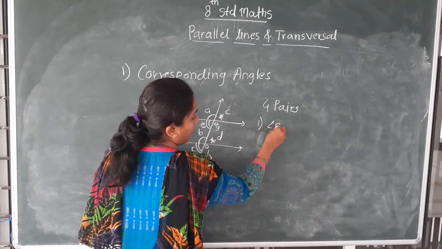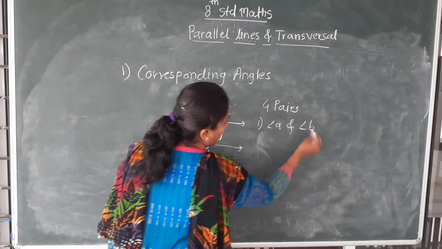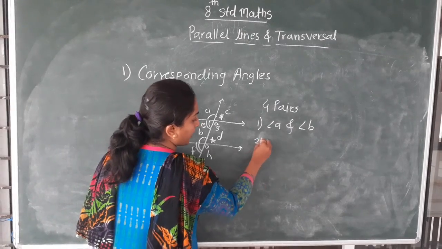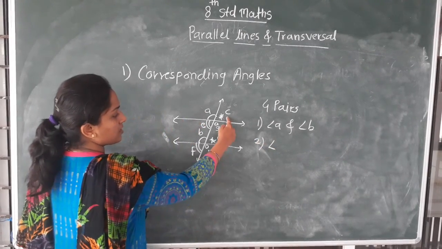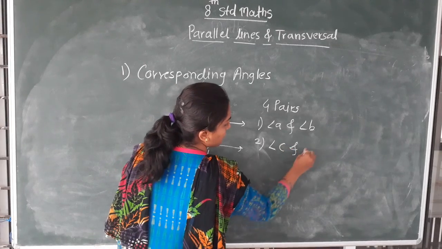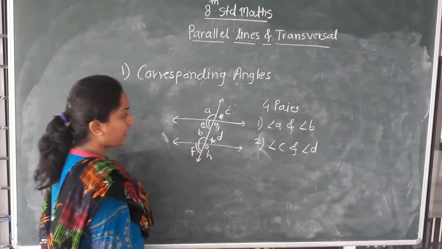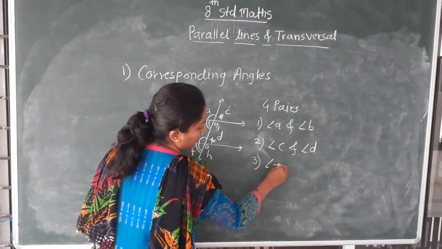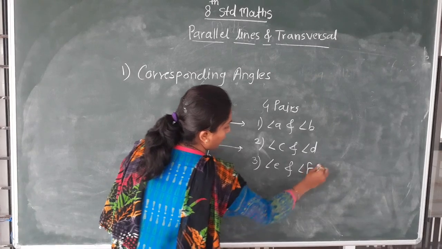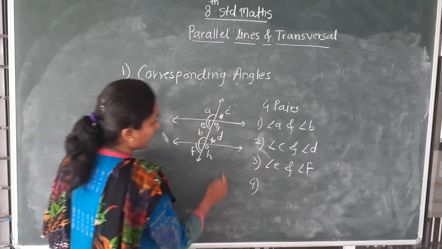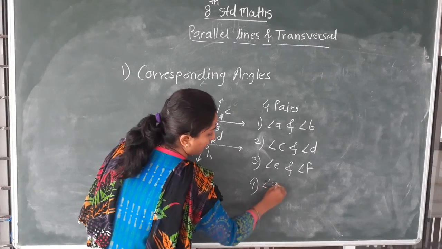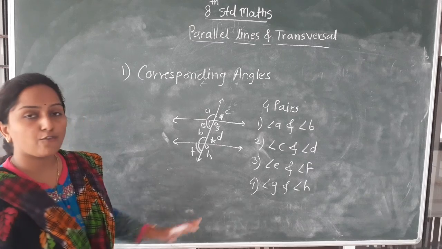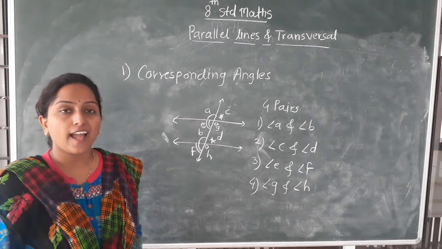First pair is angle A and angle B. Second pair is angle C and angle D. Third pair is angle E and angle F. And fourth pair is angle G and angle H. Okay, these are the 4 pairs of corresponding angles.